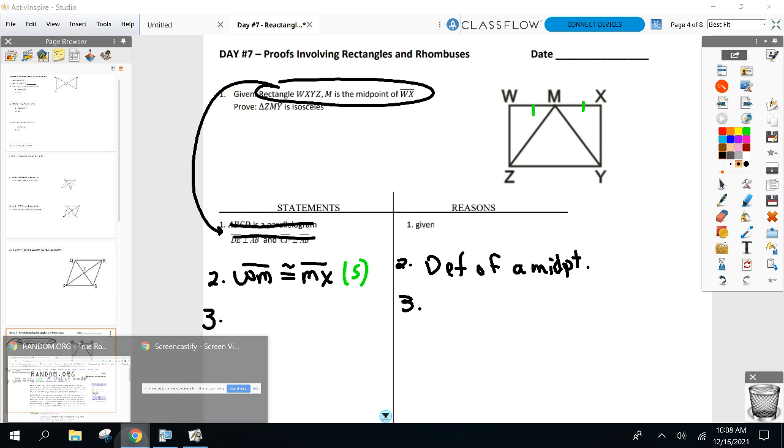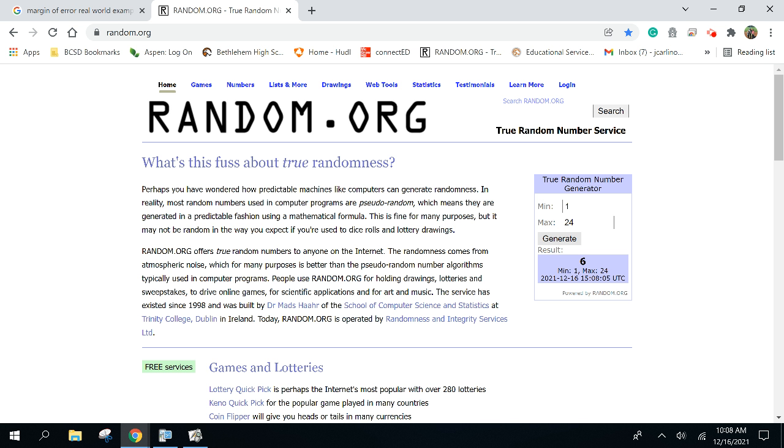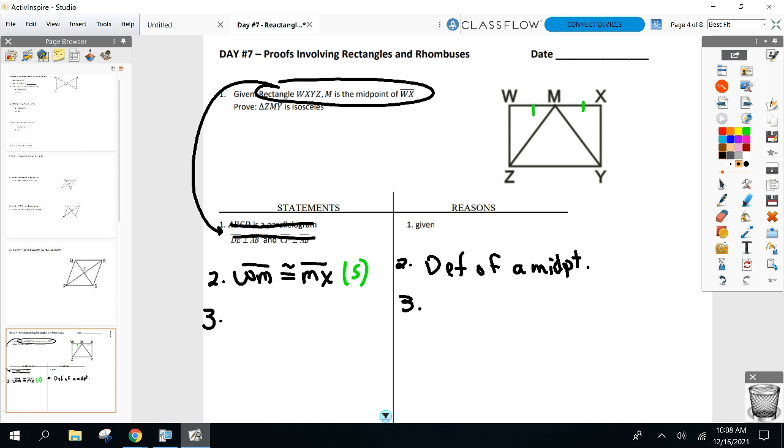Okay, here we go. Let's come on back. 6. Almost had me. We have a 6, yep. 16, you're on deck. What do you got for me? WZ is congruent to XY. Everyone agrees? All right, WZ congruent to XY.